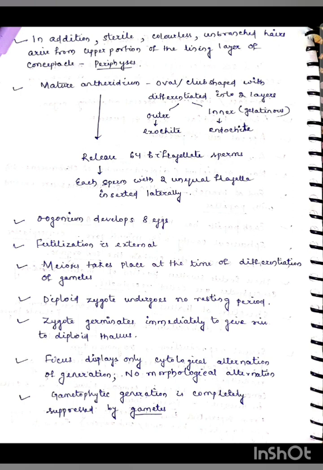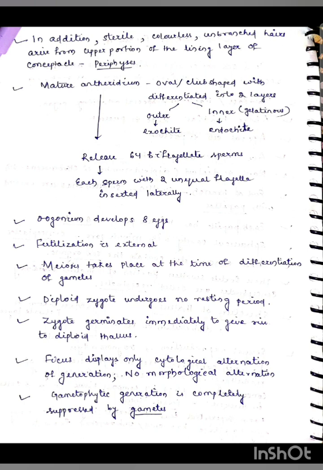Biflagellate means bearing two flagella. Each sperm has two unequal flagella inserted laterally, because these are Phaeophyceae. Phaeophyceae have unequal flagella which are inserted laterally. Oogonium develops 8 eggs which are released externally. So fertilization is external. Meiosis takes place at the time of differentiation of gametes.